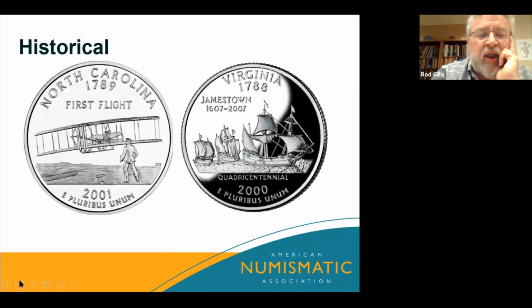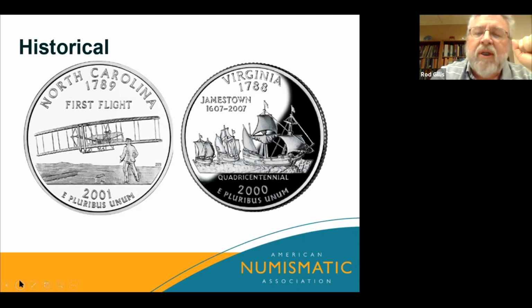History. Certainly, coins are a great way to study history. On the left-hand side, you see the North Carolina state quarter, and you see the Wright brothers lifting off. By the way, that picture of the Wright brothers is an extremely popular one, and it's so important because this is an actual photograph taken of an important moment in history, not something that happened later or before, but a shot taken as that was going on.